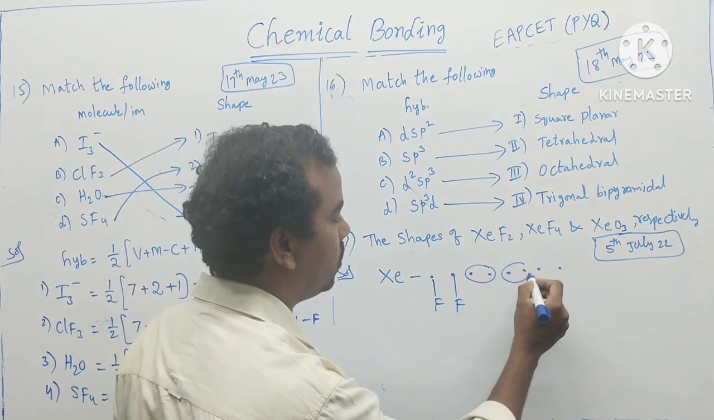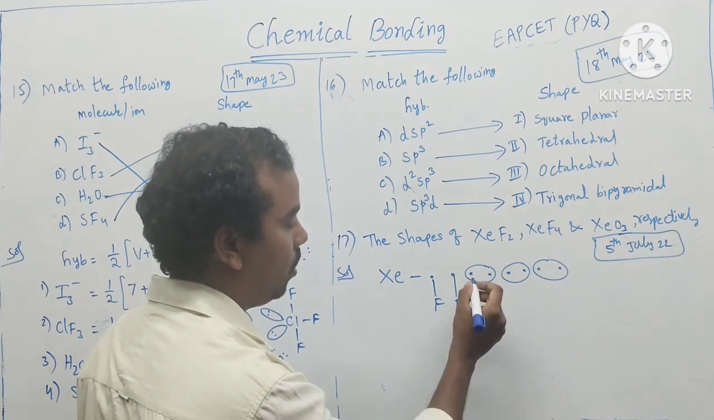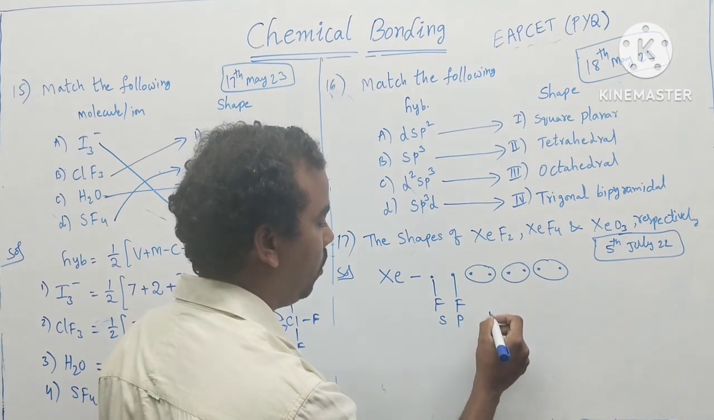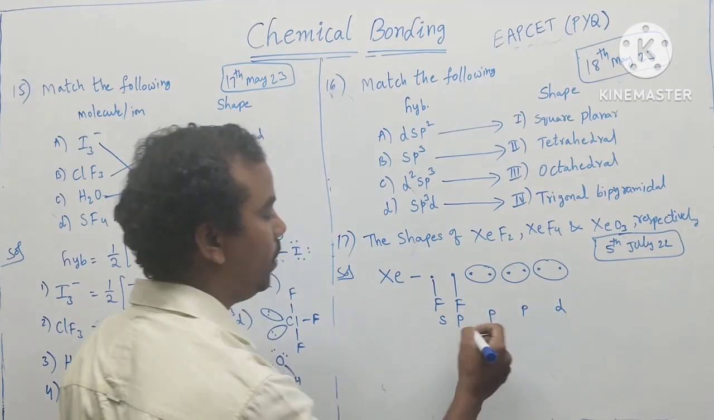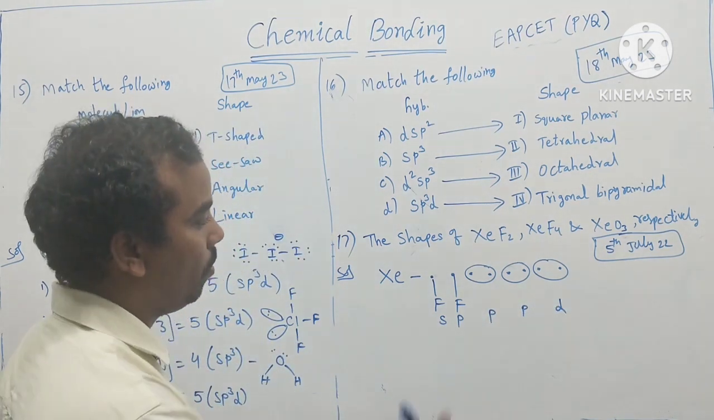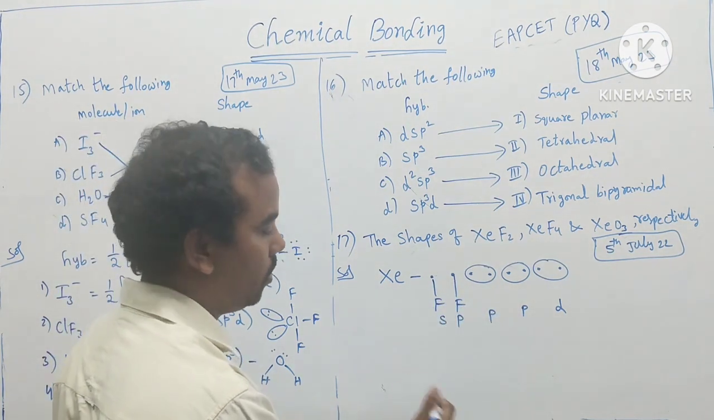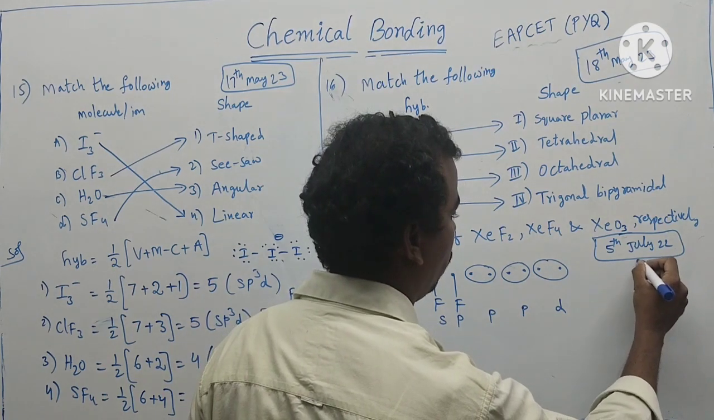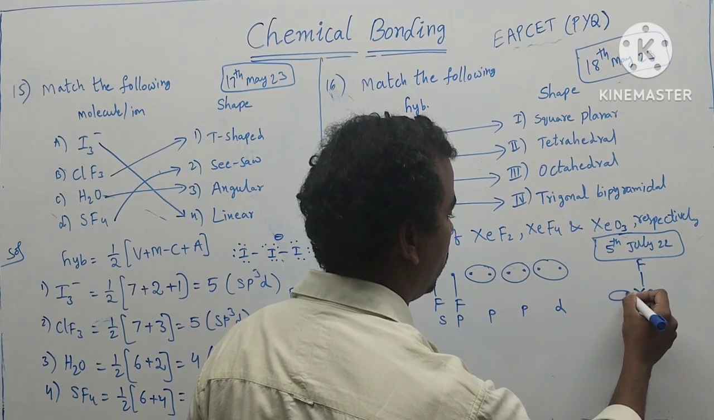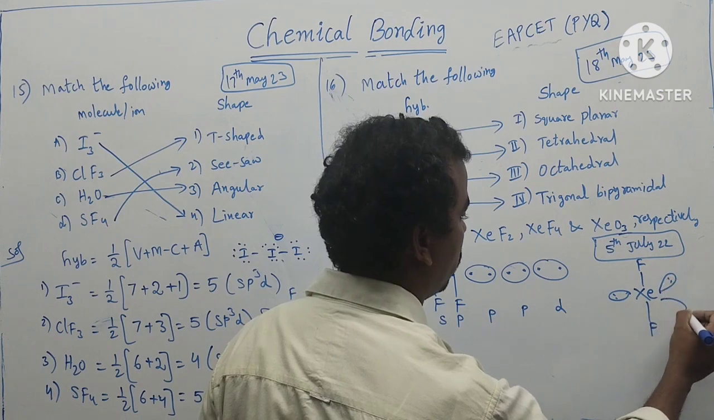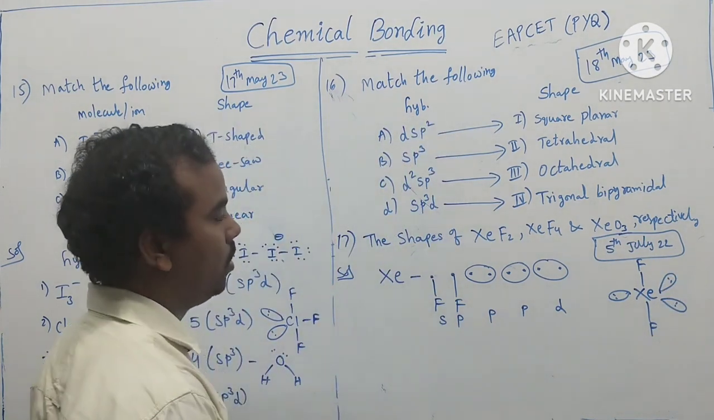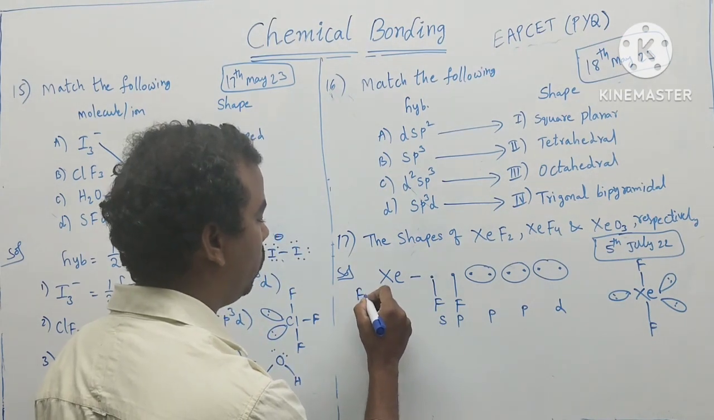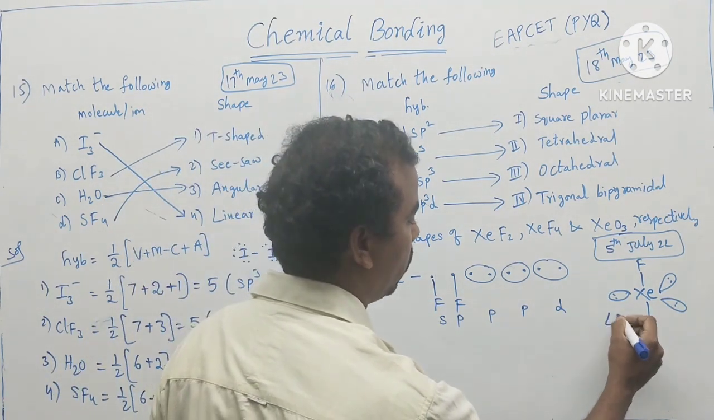The remaining 6 electrons are 3 lone pairs. So 2 bond pairs, 3 lone pairs. The hybridization is sp3d. sp3d hybridization, but only 2 bond pairs. The structure is XeF2. So remaining lone pairs are at the equatorial plane. So what is the shape? Linear. So XeF2 shape is linear.